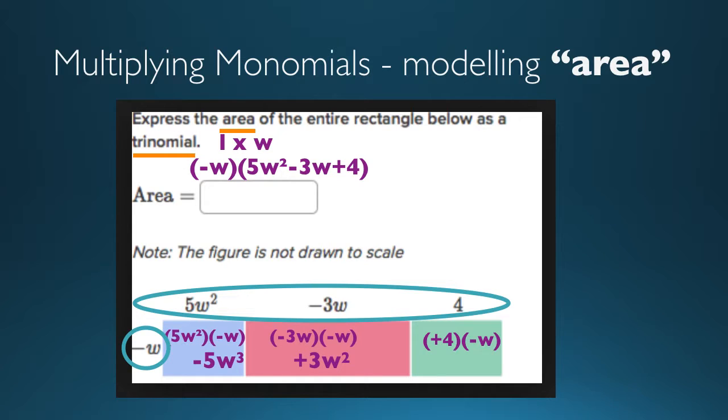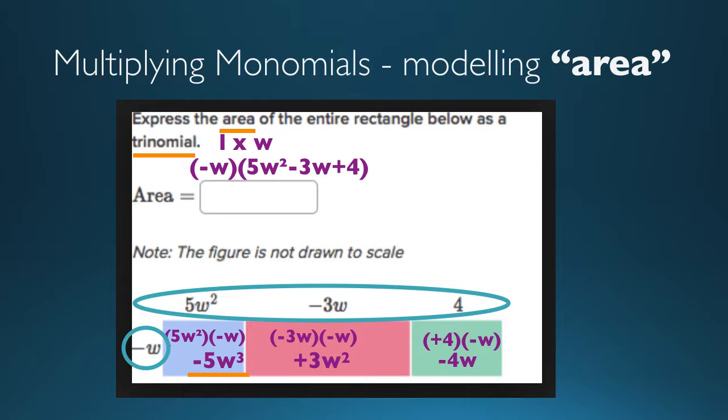Right, and now we need to determine the area of the little green rectangle. So we've got a positive 4 being multiplied by negative w, and in this situation, positive 4 is being multiplied by an invisible negative 1, so that gives us negative 4, and w isn't being multiplied by anything, so we keep the w. Right, so overall the area of this entire rectangle is going to be the sum of the blue, the pink, and the green rectangles.